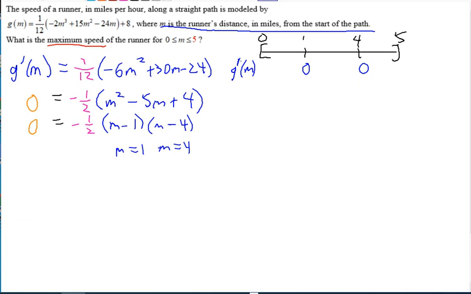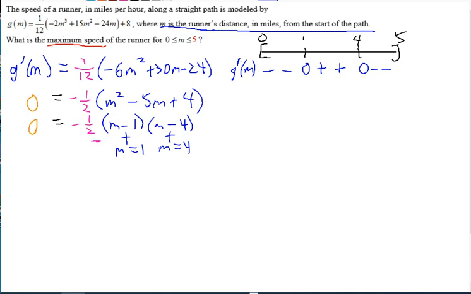Here you could test 0 since it's not a critical number. 0 minus 1, that would be negative. 0 minus 4 is negative. But then don't forget this negative 1/2 on the outside as well. So that's 3 negative numbers multiplied together, which is going to be negative. Then here you could test 2, that's still negative 1/2. 2 minus 1 is positive, 2 minus 4 is negative. 2 negatives times a positive is positive. And here you could test 5 because it's not a critical number. So it'd still be negative 1/2. 5 minus 1 is positive, 5 minus 4 is positive. 2 positives times a negative is negative.